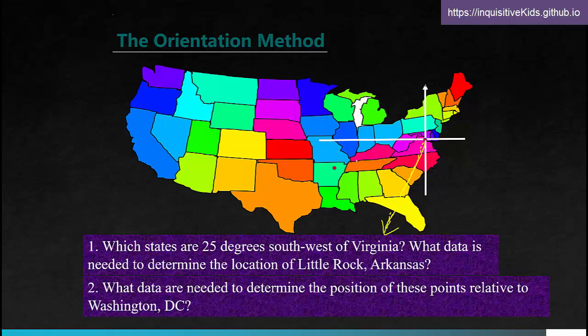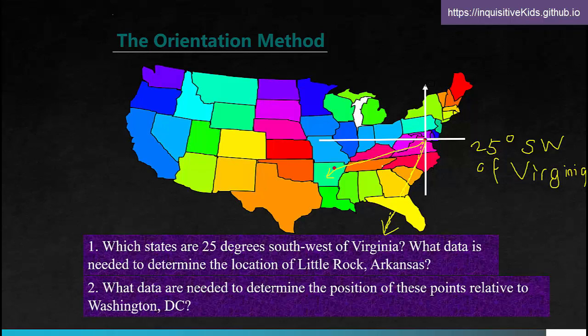Well, here we can first get the angle. Let's say 25 degrees as well. This is not exact, but we could say that. So we could do 25 degrees southwest of Virginia. You always have to have that Virginia in there because you don't know southwest of what. What are you comparing to? So southwest of Virginia. And when do we stop?